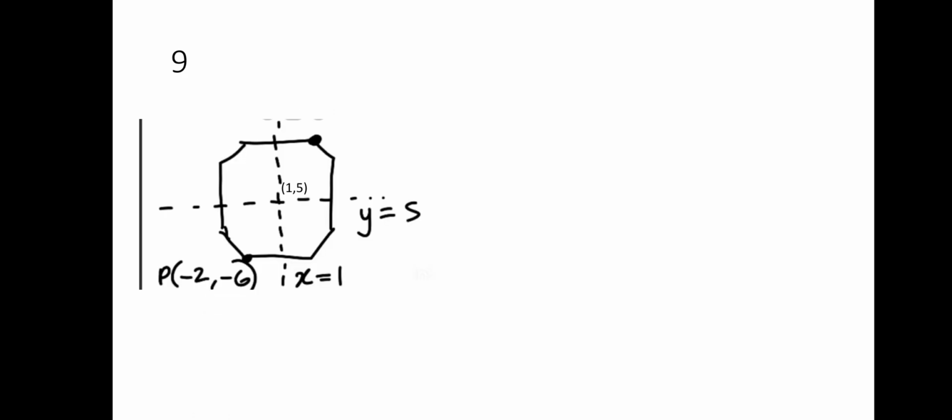Question 9. The diagram shows an octagon. x equals 1 and y equals 5 are lines of symmetry. Work out the coordinates of point Q.